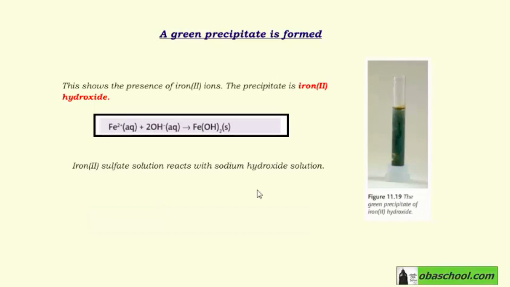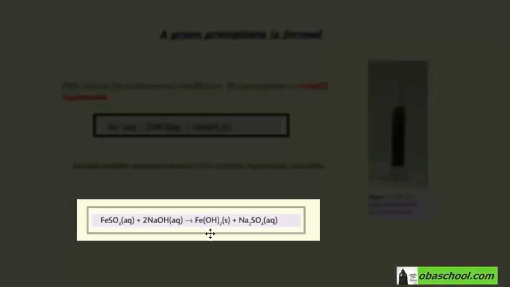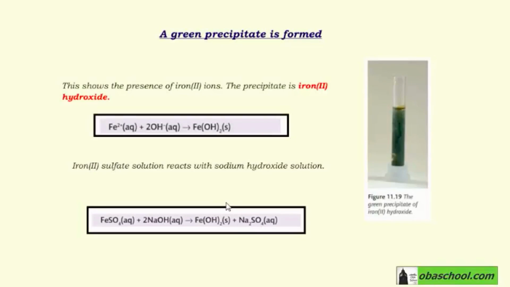So let's see the full equation. Ferrous sulfate plus sodium hydroxide reacts to give ferrous hydroxide plus sodium sulfate. Ferrous hydroxide is the precipitate that we want, the green precipitate.